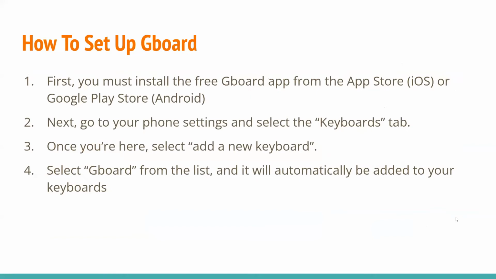How to set up Gboard. First, you must install the free Gboard app from the App Store for iOS, or Google Play Store for Android. Next, go to your phone settings and select the Keyboards tab. Once you're here, select Add a new keyboard. From there, select Gboard from the list and it will automatically be added to your keyboards.